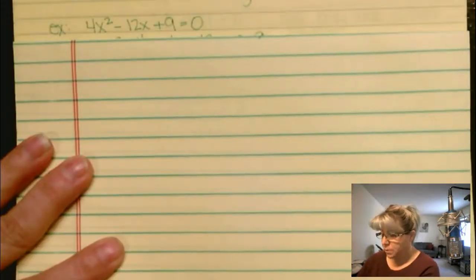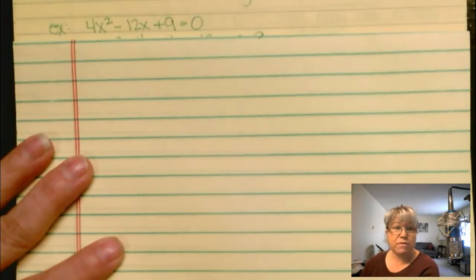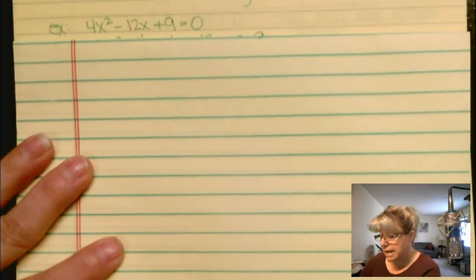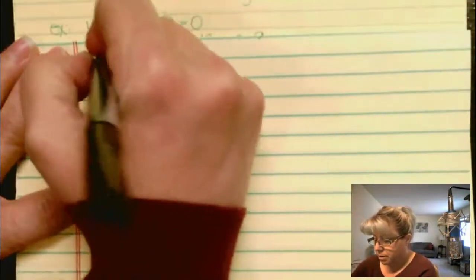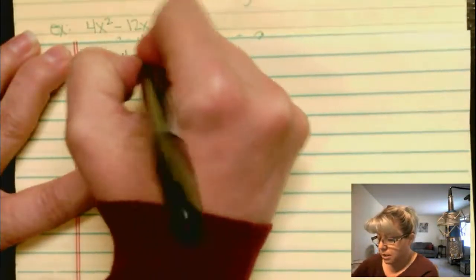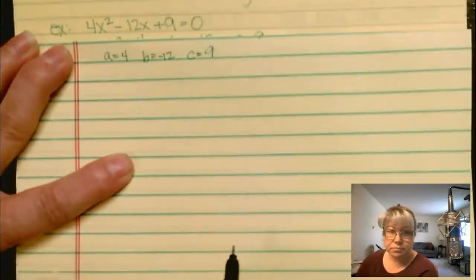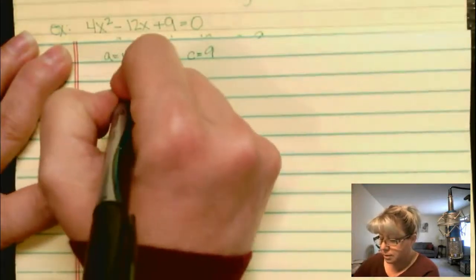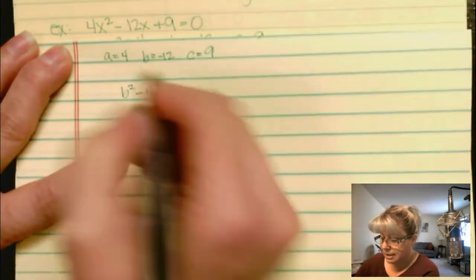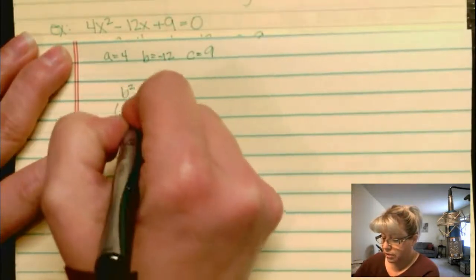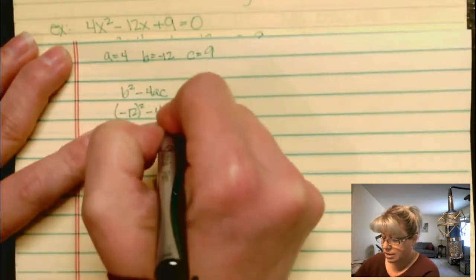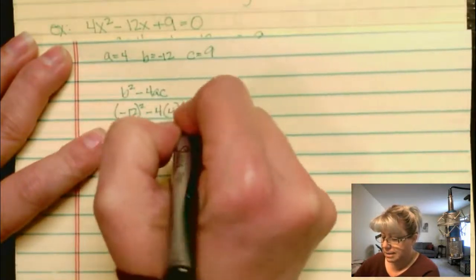Okay, let's use the determinant again to figure out the number and type of solutions we should get for this quadratic equation of 4x squared minus 12x plus 9 equals 0. All right, A equals 4, B equals negative 12, and C equals 9. I'm looking for b squared minus 4ac, our determinant. b squared is negative 12 squared minus 4 times a is 4, and c is 9.